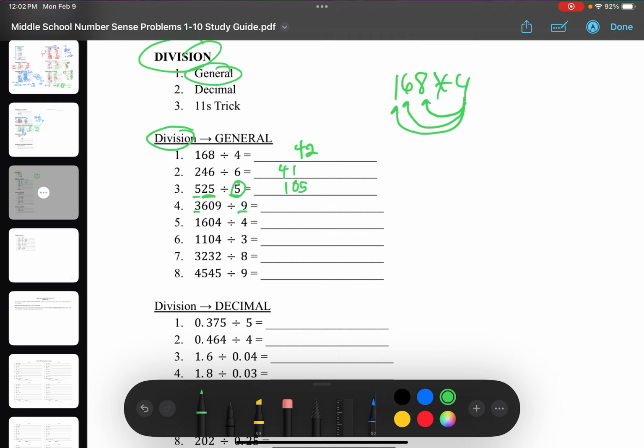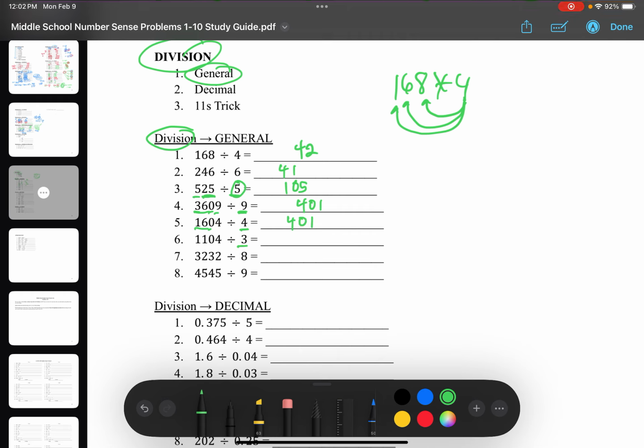9 into 3, none. 9 into 36, yes, it goes in 4 times. 9 into 0, nope. So you put a 0. 9 into 9, that's a 1. So your answer is 401. 4 into 1, nope. 4 into 16, yes, that's 4. 4 into 0, nope. And then 4 into 4, that's a 1.